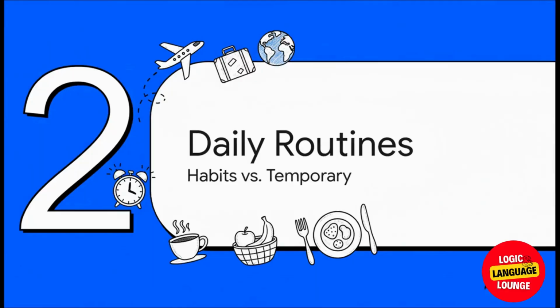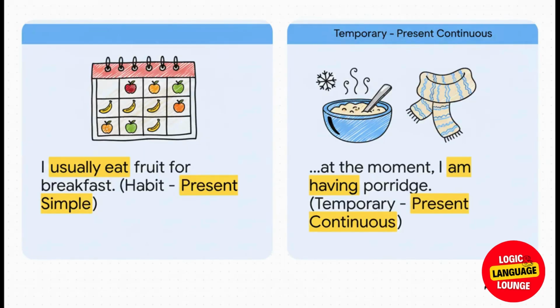Okay, so let's shift from a big, once-in-a-lifetime trip to our daily routines. Tenses aren't just for epic stories, they're absolutely essential for talking about everyday things, like our habits versus things that are just temporary. This slide shows such a great contrast. Over on the left, "I usually eat fruit for breakfast" is a habit, right? It's something that happens regularly. So we use the present simple. But on the right, "at the moment, I am having porridge." Well, that's just a temporary thing, perfect for the present continuous.